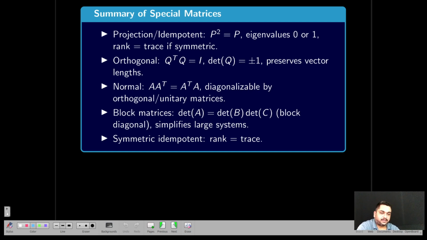So I have given the summary here. Projection or idempotent means P squared equals P, eigenvalues are 0 or 1, and the rank will be equal to the trace if it is symmetric. Orthogonal matrix means Q transpose into Q equals I, and the determinant will be plus or minus 1. It preserves the vector length. Normal means A into A transpose equals A transpose into A, diagonalizable by orthogonal or unitary matrices. Block matrices means determinant of the entire matrix equals determinant of block B into determinant of block C. It is used to simplify large systems. So symmetric idempotent means rank will be equal to trace.